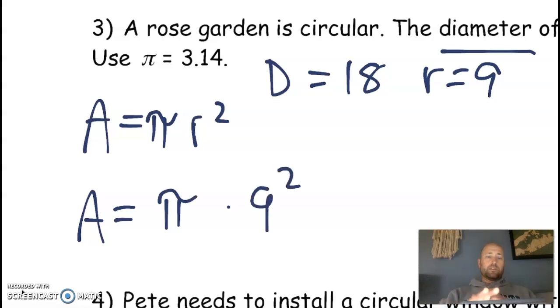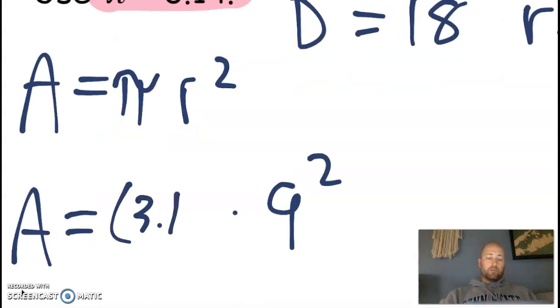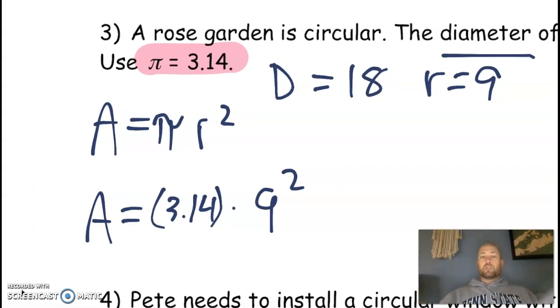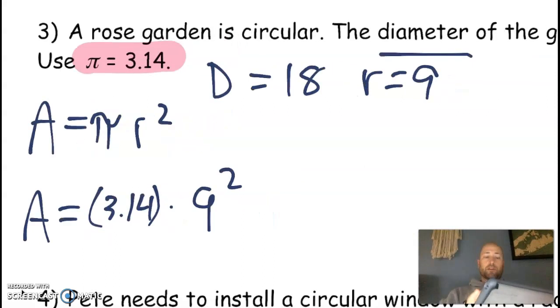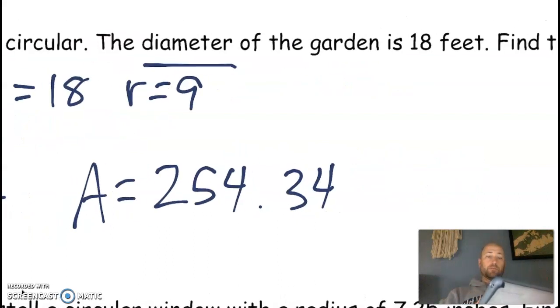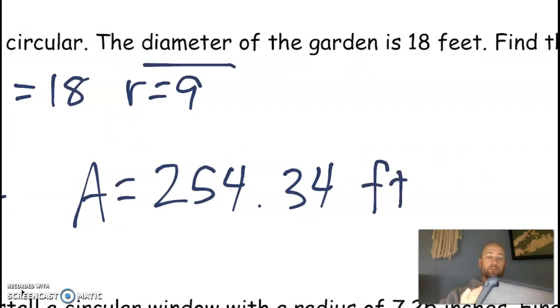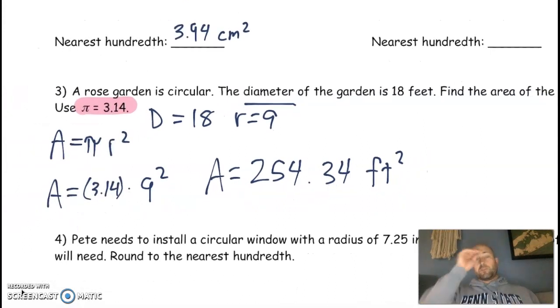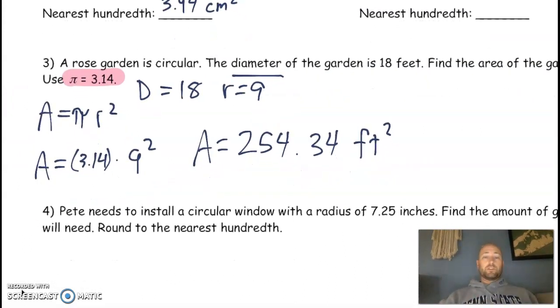But in this case, it says use 3.14 for pi. So instead of pi, what I'm going to have is 3.14. So I can put that all in the calculator, but if I'm doing piece by piece, because of order of operations, you have to square the radius before you multiply times pi, or 3.14 in this case. So the area is equal to 254.34, and this one is feet, so that is feet squared. Squared feet is good for any area. It doesn't matter if it's a circle, rectangle, whatever you got.